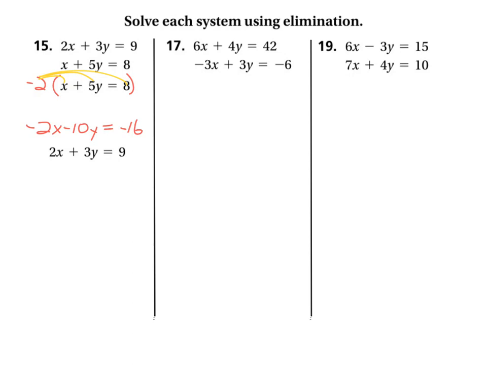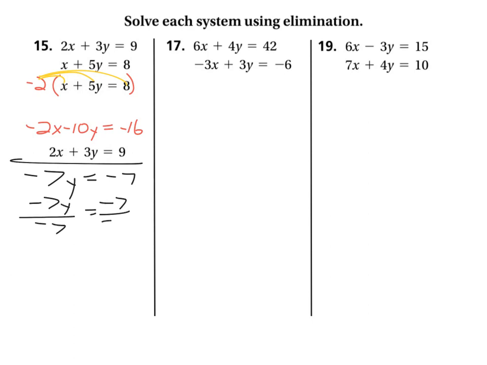Okay. Why do we care? Because look, now we've got -2x and a positive 2x right there. Now we can just add them together, and one of them will be eliminated. That -2x and the positive 2x go away. Perfect. Now what do we get here? We get -10y and positive 3y, resulting in -7y when we combine them. And -16 plus 9 gives us -7. Now we can say -7y divided by -7 equals -7 divided by -7.